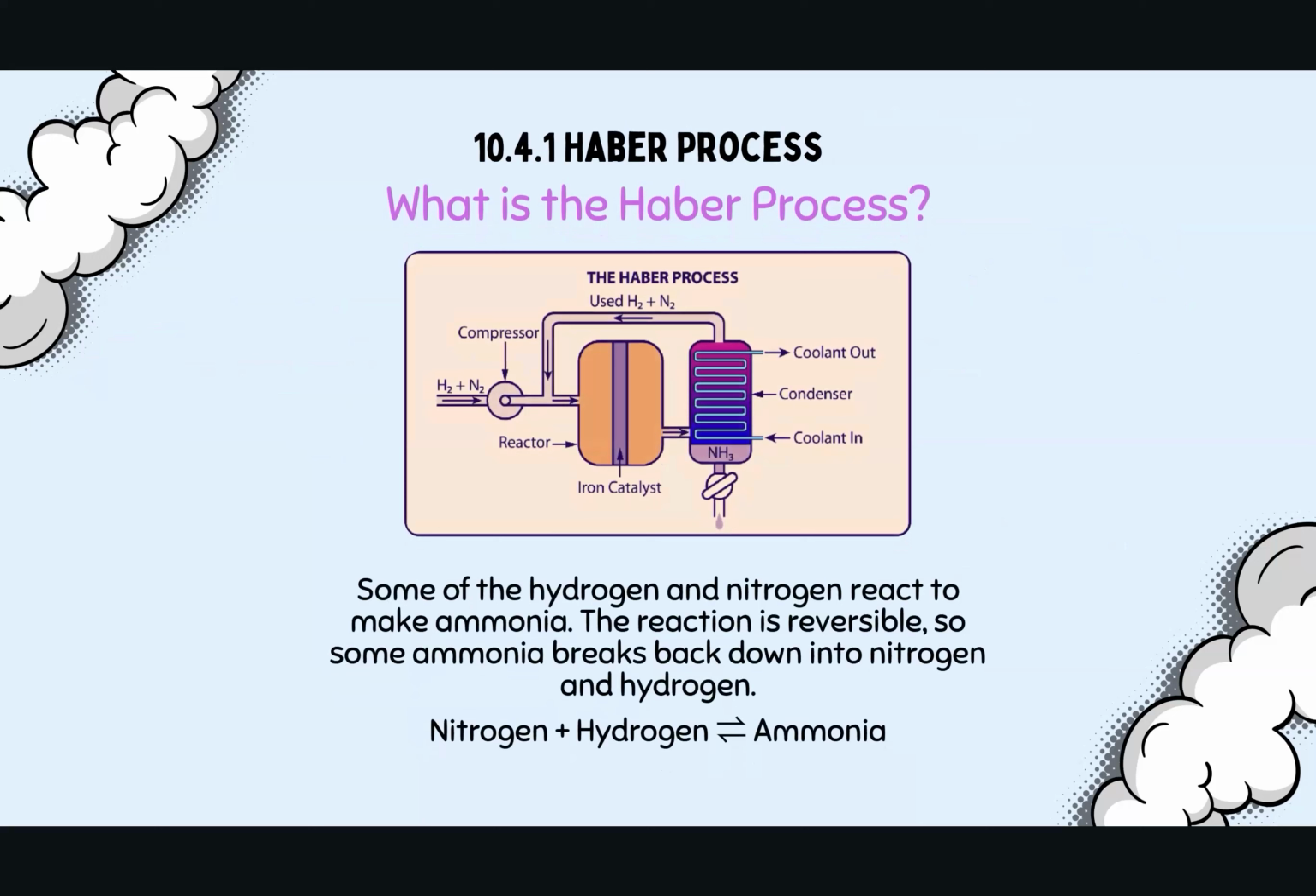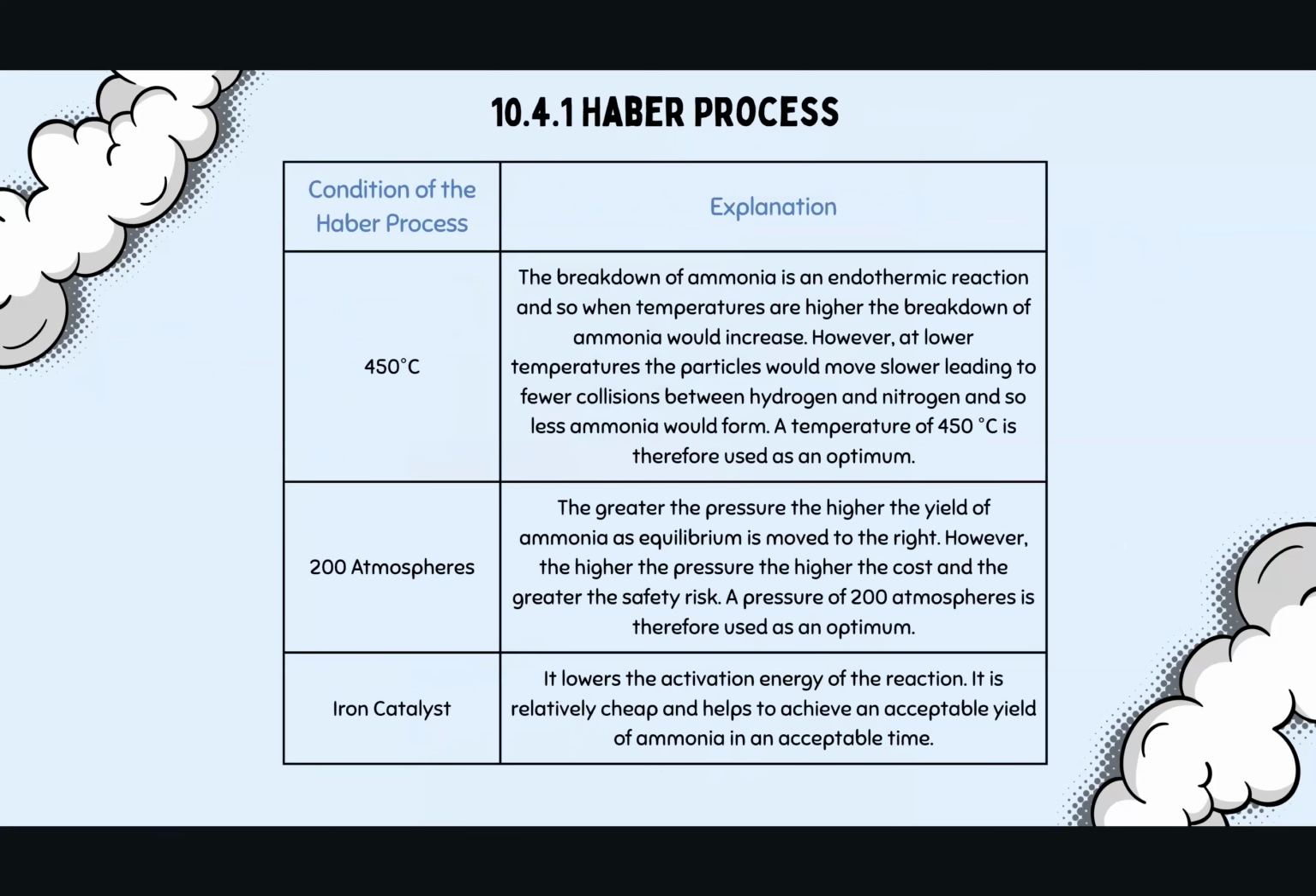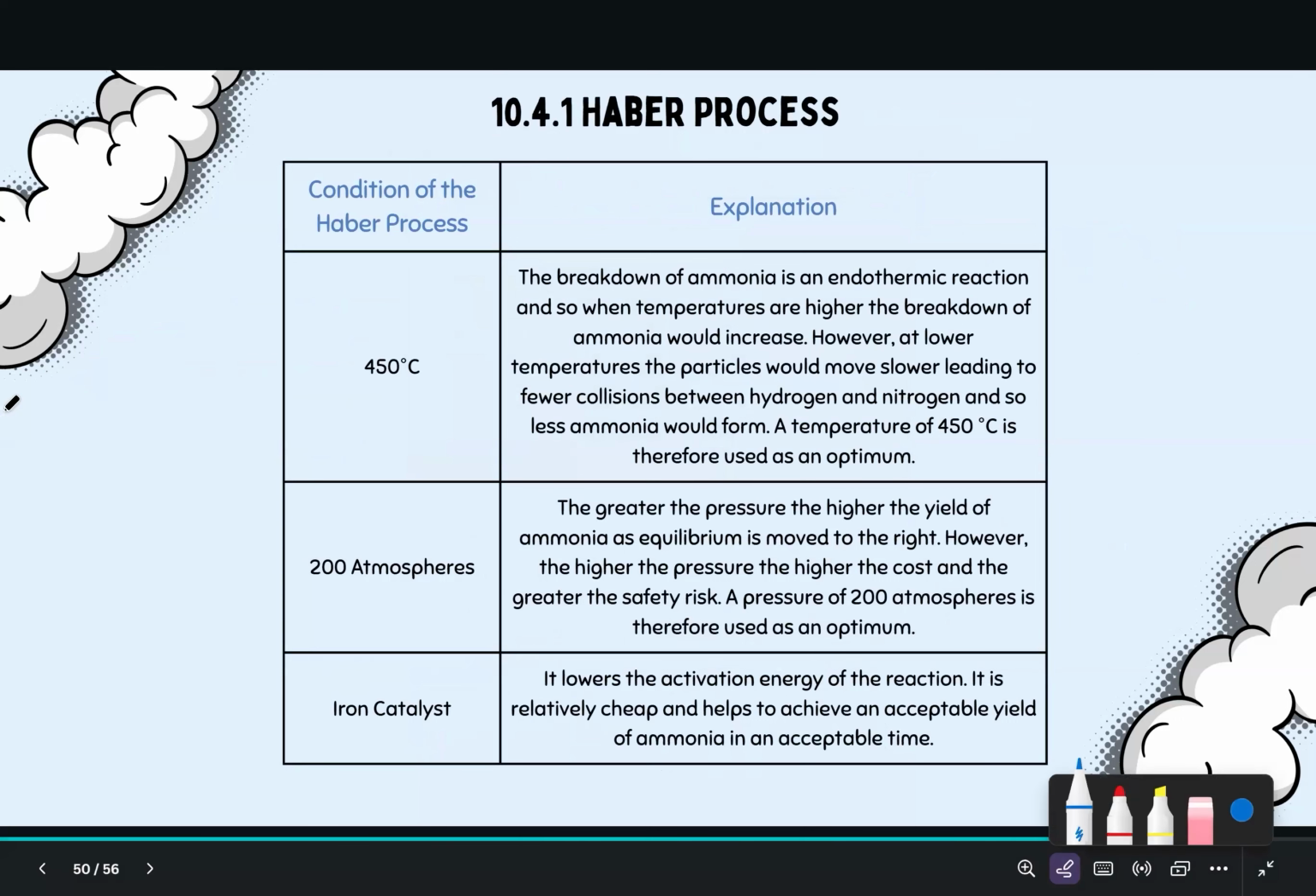So in the Haber process, some of the hydrogen and nitrogen react to make ammonia. The reaction is reversible, so some ammonia breaks back down into nitrogen and hydrogen. But that's why they're cooling it down, because the cooling down element of it removes the ammonia. So it keeps the forward reaction going.